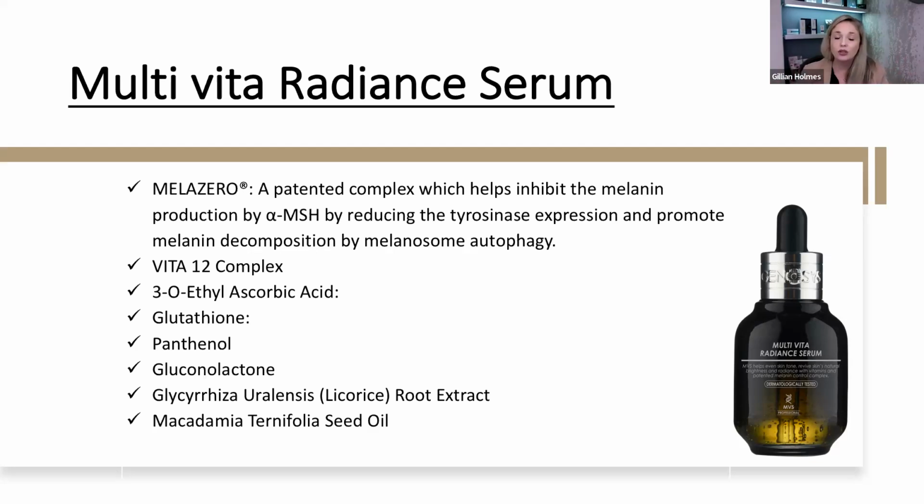What you also see within the serum is the Vita-12 complex, which is also present in the next product that I will mention. That is a complex of 12 vitamins in total. For example, vitamin A, vitamin B3, B12, C, E, F, H, and K are some of the vitamins that you will find within the serum. So it is also present in the Multivita Radiance cream, which I'll cover next.